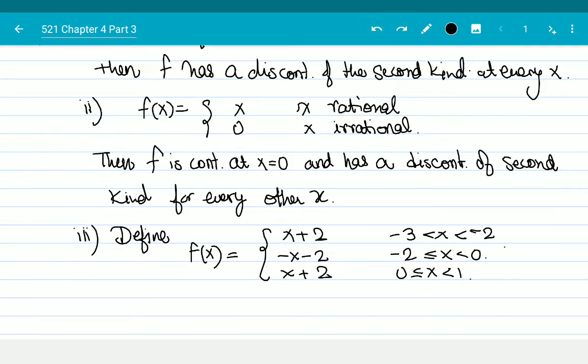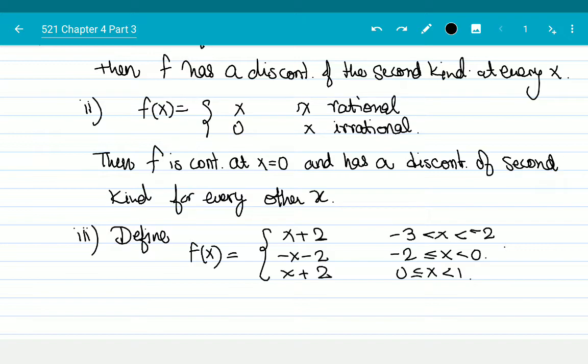Each of these pieces is individually continuous. So what are the only points where it might not be continuous? What happens at -2? At -2, x plus 2 is 0. Minus x minus 2 is also 0. So even though the functions are not exactly the same, the value is still the same, right? So at -2, the function is matching up.